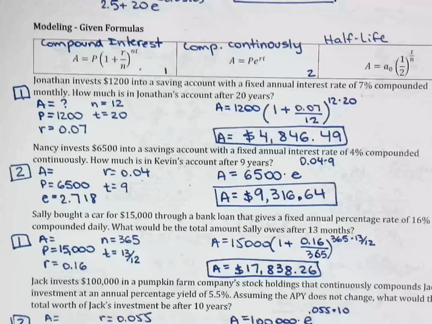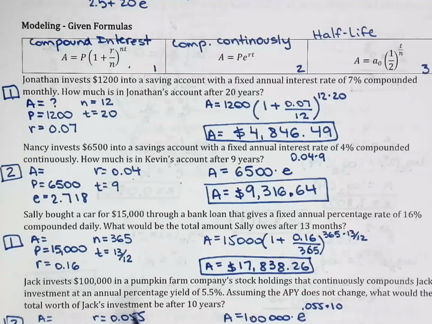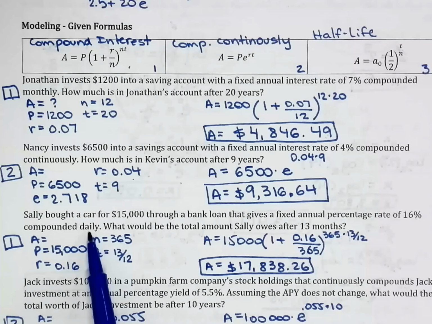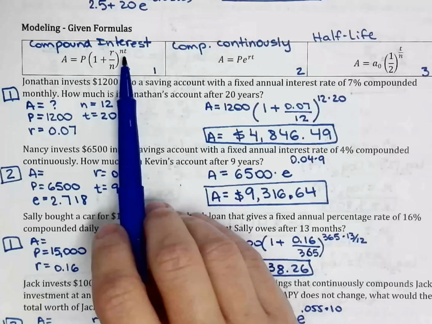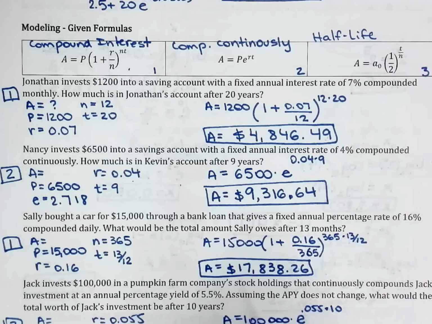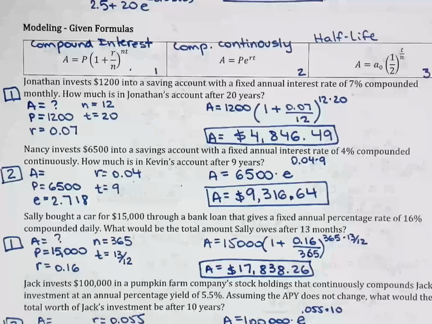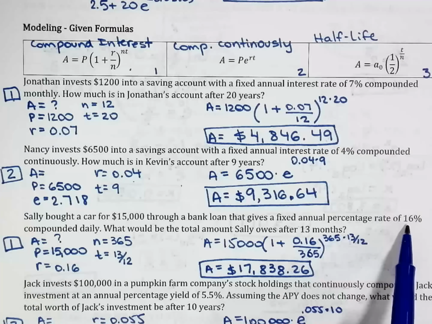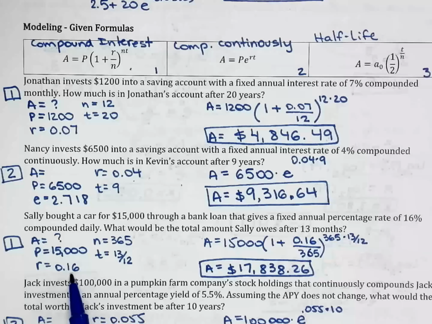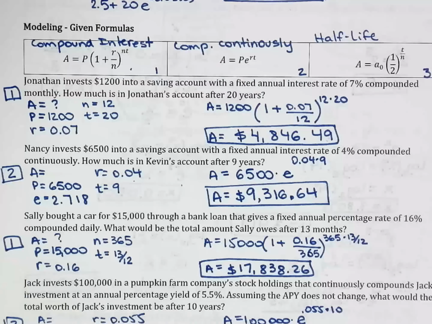Number 3, or the next one, we have compounded daily. So it's not compounded continuously. Since it's daily, I need to choose the first one, the compound interest formula. That's why the number 1 is there. A is the balance, the final amount after Sally buys a car for $15,000 at a rate of 16%, so 0.16, compounded daily, 365. Remember, N is the number of times per year, so daily, 365.